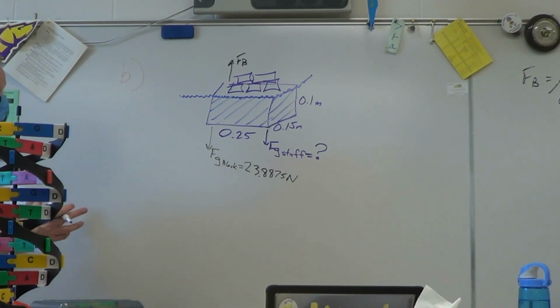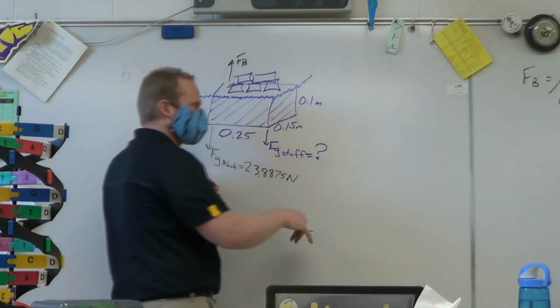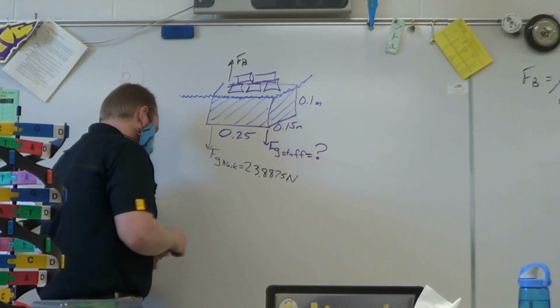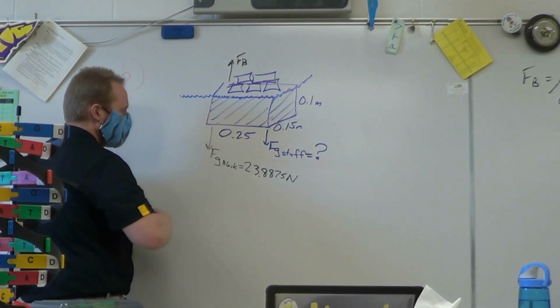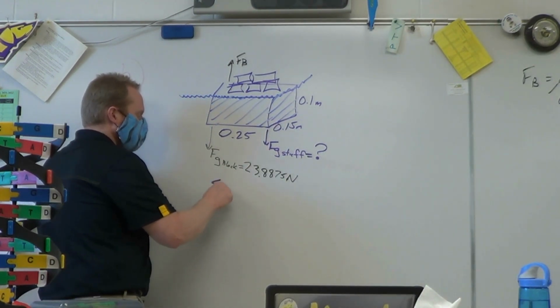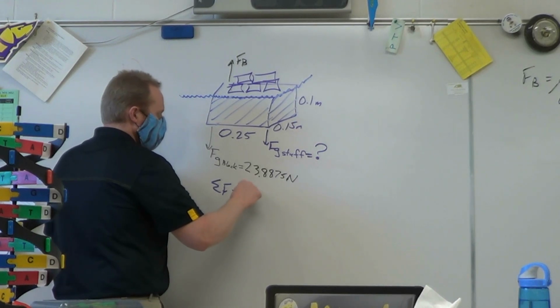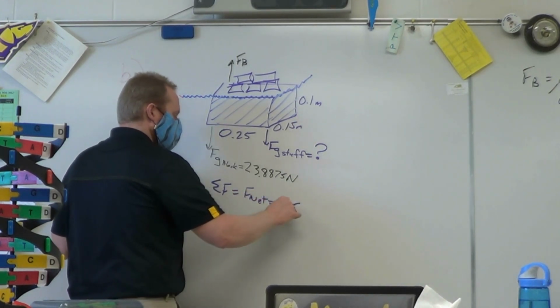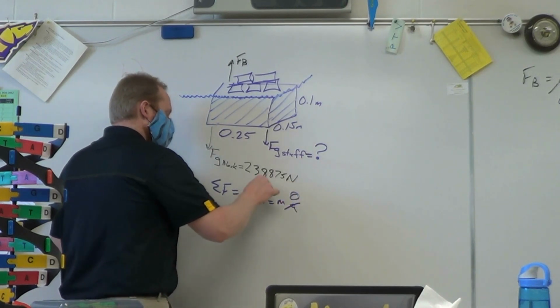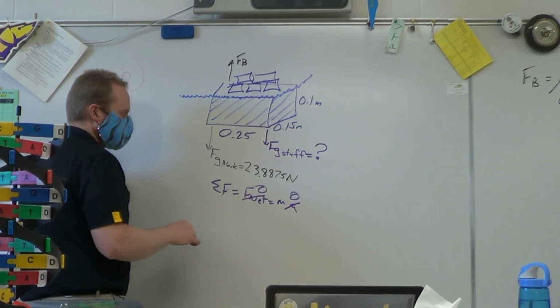It's still floating. It's not going to be accelerating downwards. So it's still going to be a Newton's second law problem. It's still going to be the sum of all my forces is equal to F net, which is equal to mass times acceleration. It's still not accelerating. It still has no net force.